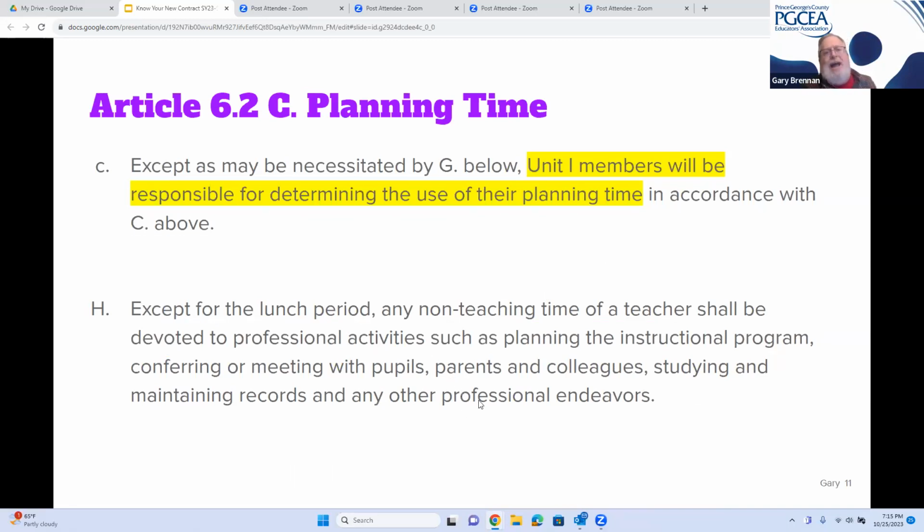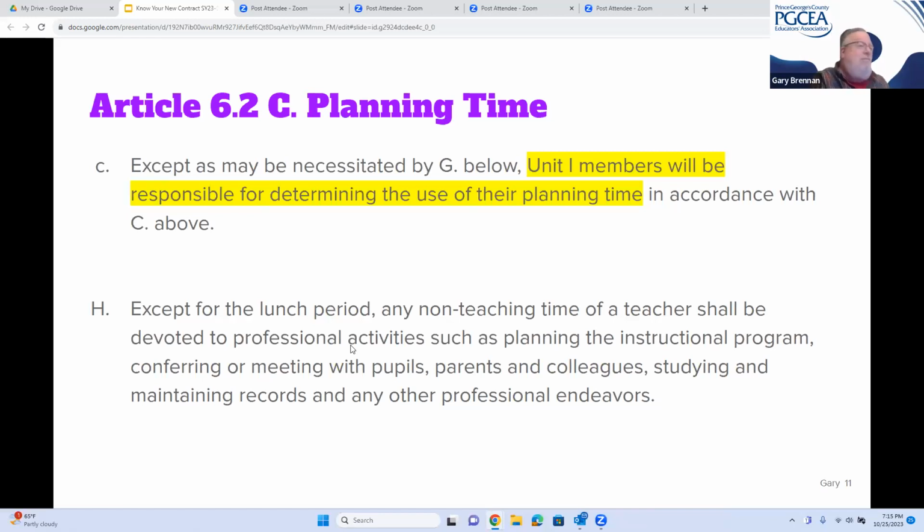One thing I wanted to point out: we have found a number of situations where administrators try to use Article 6.2H to say they can dictate what you do, because it lists things that can be done during planning time. So it says when you're on your planning or anytime you're not teaching, you're to be doing professional activities, planning for the instructional program, conferring or meeting with pupils, parents, and colleagues, studying and maintaining records, or any other. All this language in H says is you have to be working during your planning time on work-related activities.